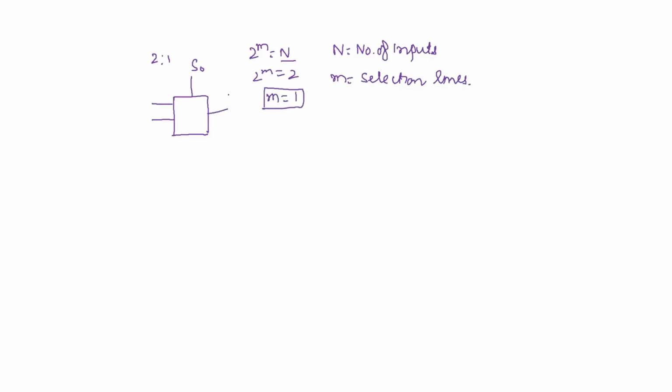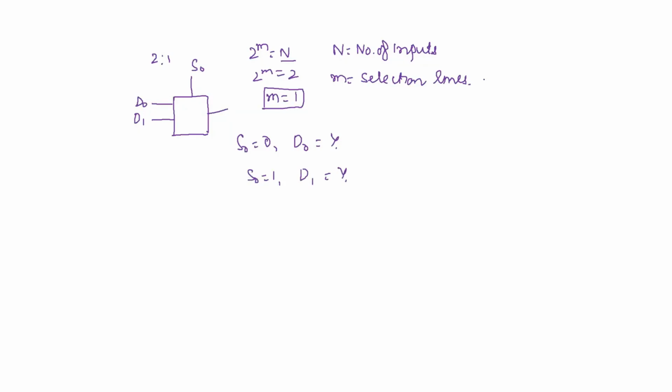So this is the number of selection lines. This is your output, the output is 1. This is your data D0, this is your data D1. When S0 is equal to 0, D0 is there at the output, and when S0 is equal to 1, D1 is available at the output.